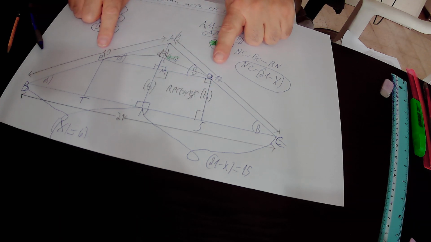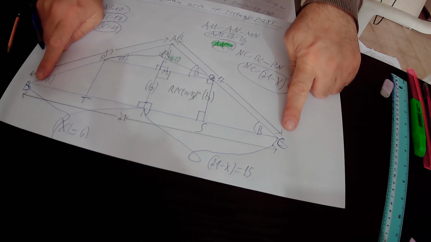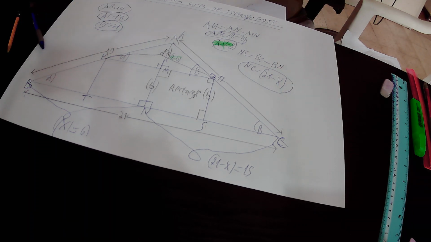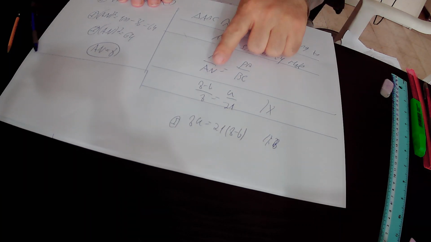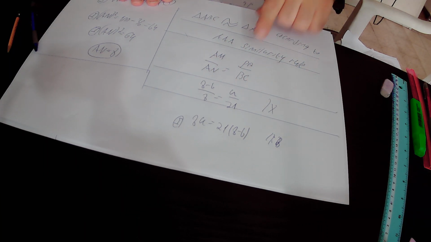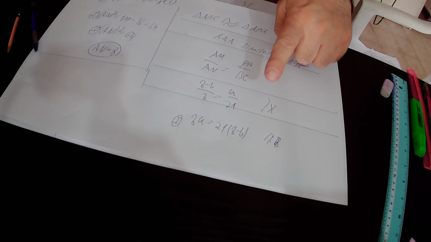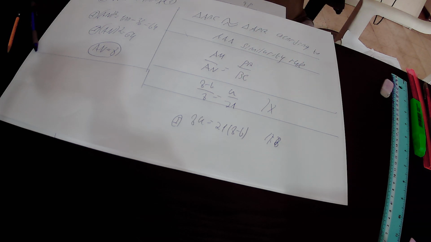Therefore, the length PQ equals A according to our definition, over BC. BC equals 21 units according to what is given in the question. So in total we find that (8 minus B) over 8 equals A over 21. Multiplying this equation out, we find that 8A equals 21 times (8 minus B). This is equation 1.